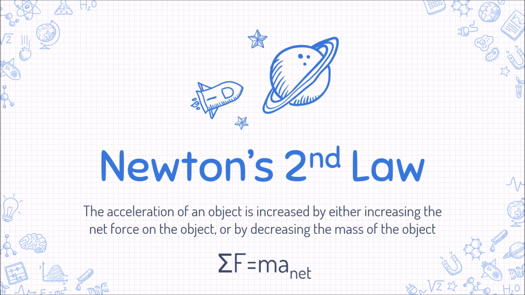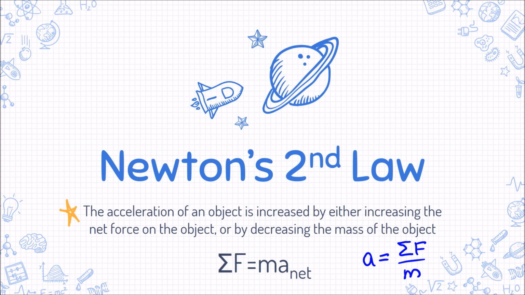Newton's second law is best summarized by an equation. But if we want to describe it using words, the acceleration of an object is increased by either increasing the net force on the object or by decreasing the mass of the object. So we can rearrange this equation.